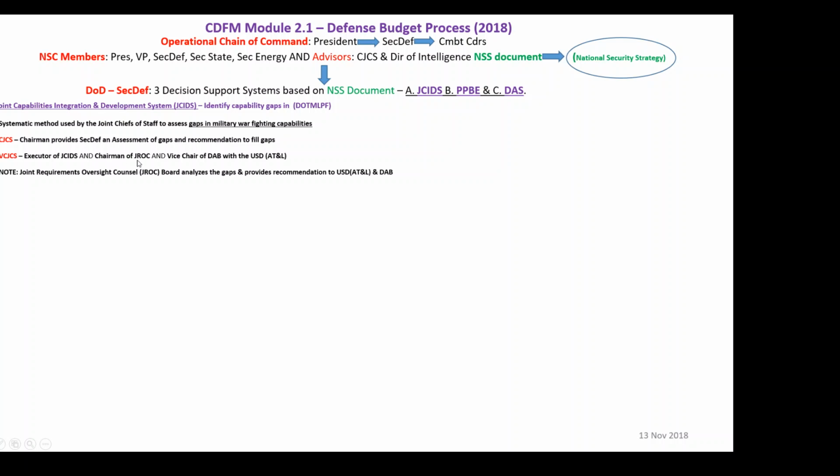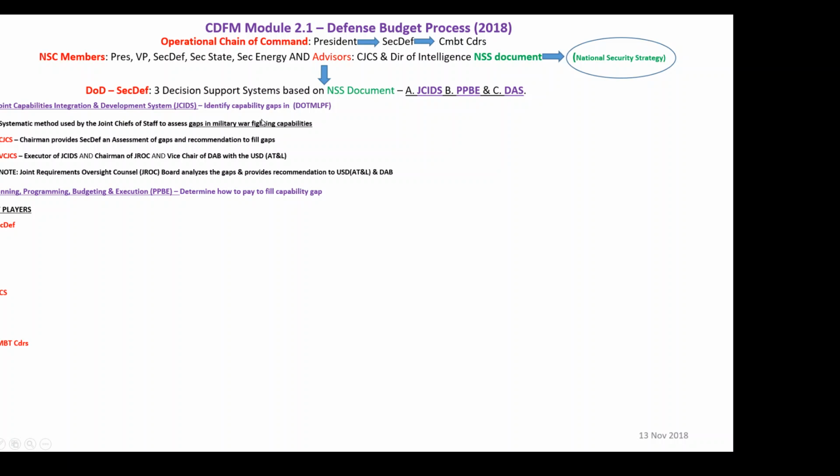He's the chairman of the Joint Requirements Oversight Council, you see right here, and he's vice chairman of the Defense Acquisition Board with the USD AT&L. So that means the Vice Chairman of the Joint Chiefs of Staff is responsible for this system, and he sits on this one. And the chairman himself participates in the PPBE. So they are included in each one of the support systems to make sure that we're meeting this national security strategy. Then the second part is PPBE.